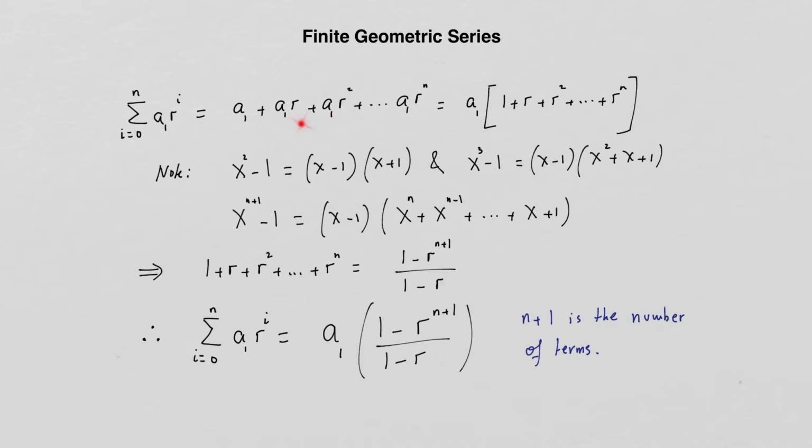How do I add these terms? You notice a1 is common, so I pull a1 out, and I need to know what this sum is. Recall from basic algebra that x squared minus 1 is x minus 1 times x plus 1. And you may remember that x cubed minus 1 is also x minus 1 times this expanded trinomial. You could divide this by this using synthetic or long division, and you will get this.